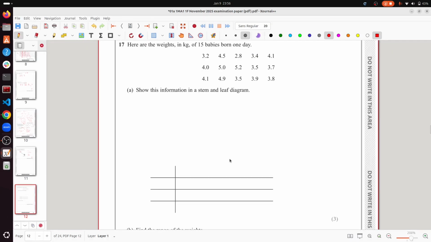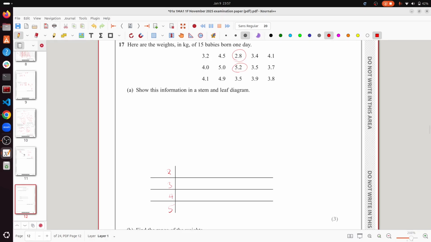So this question is about stem and leaf. The first thing we need to think about when we're doing stem and leaf is to find what the smallest and what the biggest number is, because that will help us to form our stem. Looking at all the numbers I have there, I can see that 2.8 is my smallest, and the biggest number I can see there is 5.2. That means my number is going to start with a stem of 2, 3, 4, and 5. That's going to be my stem.